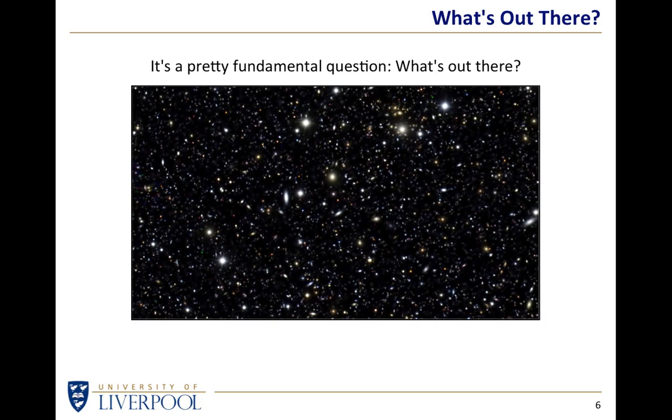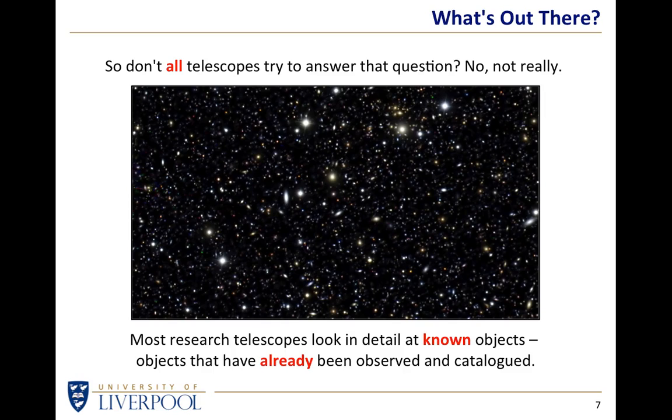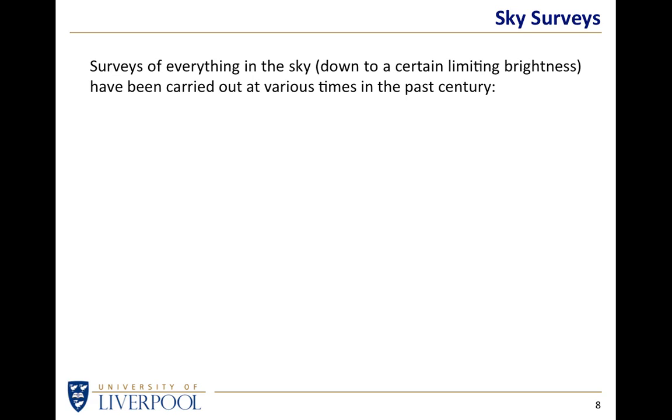But in terms of what's out there, if you think, well, don't all telescopes answer that question by looking at what's in the universe? Well, no, not really. Most research telescopes don't tell us what's out there. They look at things that we already know about. They look at known objects, objects that have already been surveyed and observed and classified and catalogued. Only then do we know what the interesting objects are that we then send Hubble or other big telescopes to go look at. So we need sky surveys.